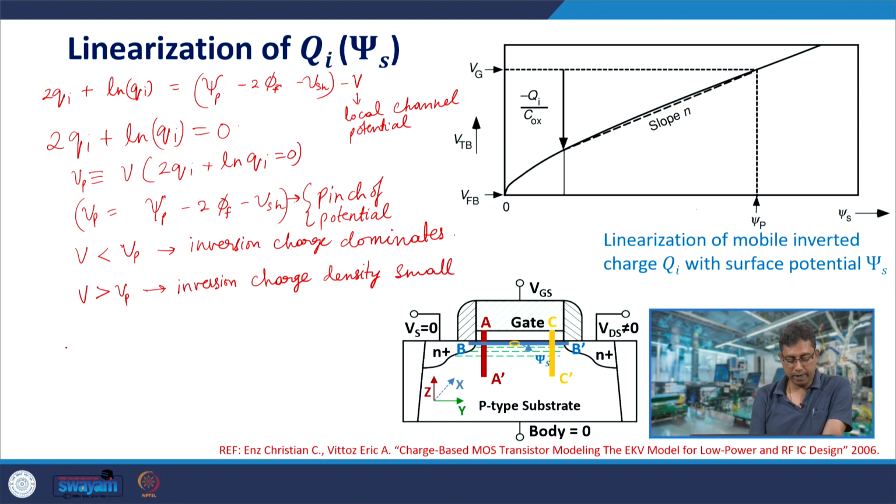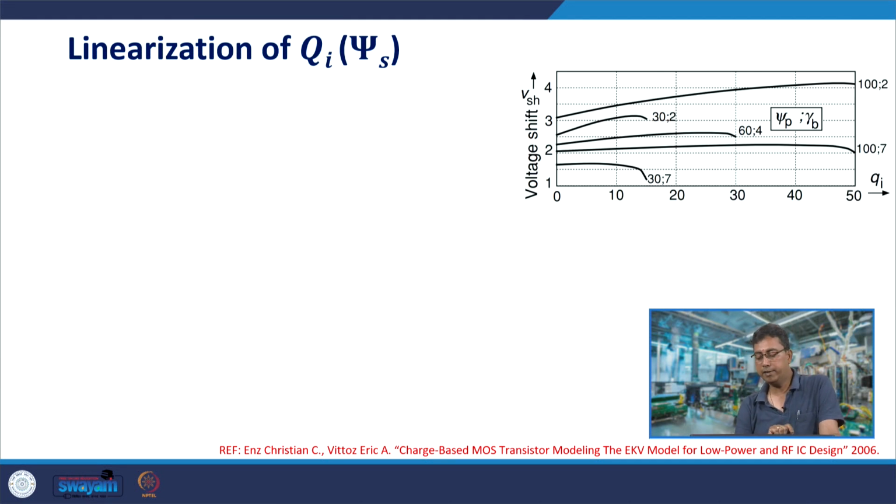So, we could write this expression in a simpler way: 2 Qi plus natural logarithm of Qi is Vp minus V. We could write it this way, the same expression. Now, we can use this expression in obtaining a simple expression relating inversion charge and surface potential in moderate inversion and strong inversion. Before that, let us have a brief discussion on this VSH.